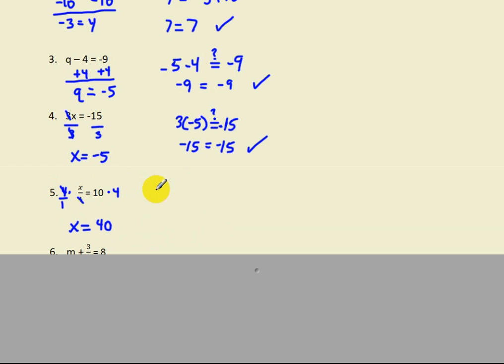Then to check our result, we look at 40 over 4, and we want to know, does that equal 10? And sure enough, 40 divided by 4 is 10. 10 equals 10. We have a true equation.